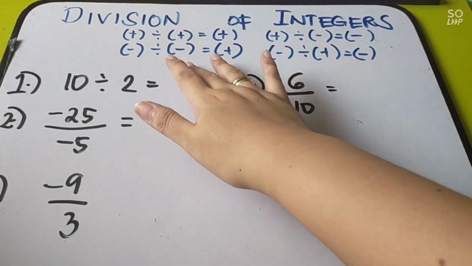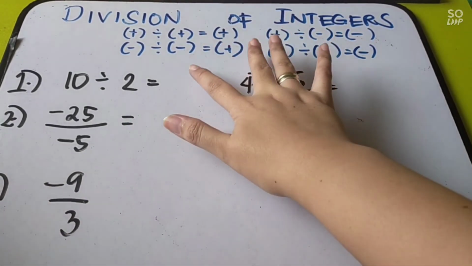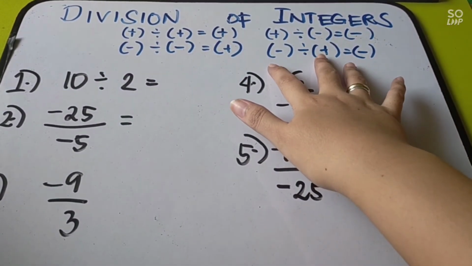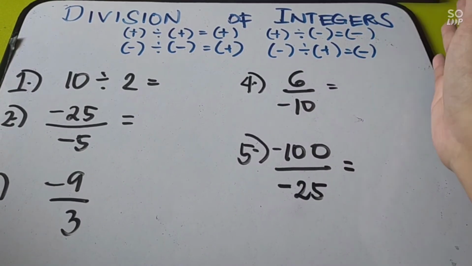So, kapag parehas ang sign mo, your answer should be positive. Then, you will just divide. Then, kapag different ang sign mo, your answer should be negative. Then, you will just divide.